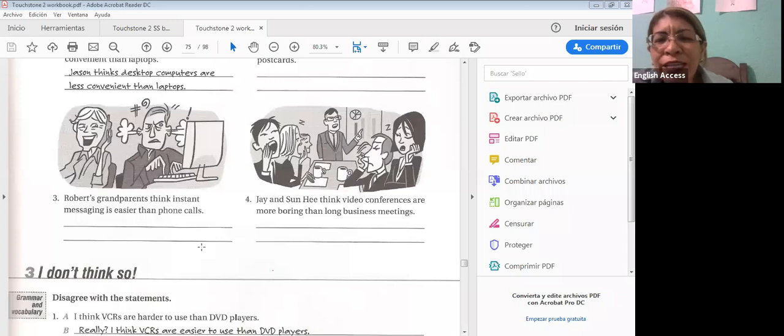So we're going to change easier and we're going to use more difficult. Only the adjective. Robert's grandparents think instant messaging is more difficult than phone calls. Yes, are you ready?